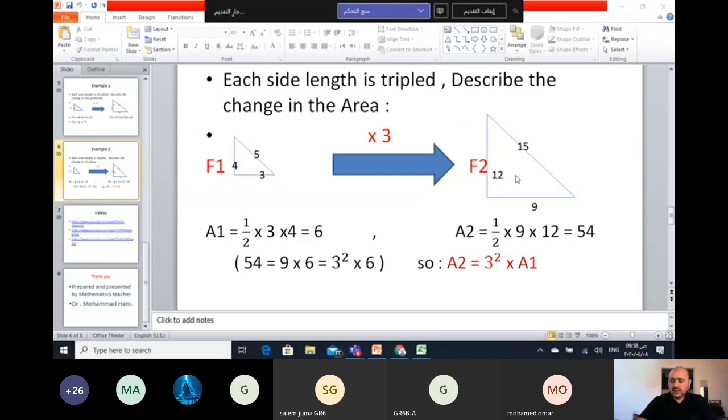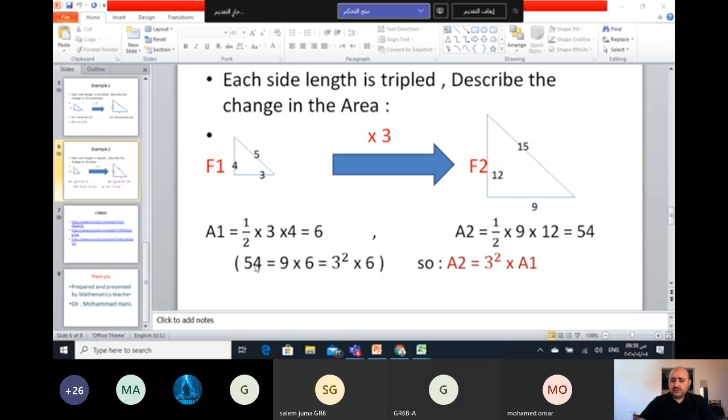Now try to find the area in the next figure. A2 equals 1 over 2 times the base times the height. So the base is 9 and the height is 12. Now, for an easy way, 12 divided by 2 will be 6. 6 times 9 will be 54. So the area here will be 54. Now compare between 54 and 6.